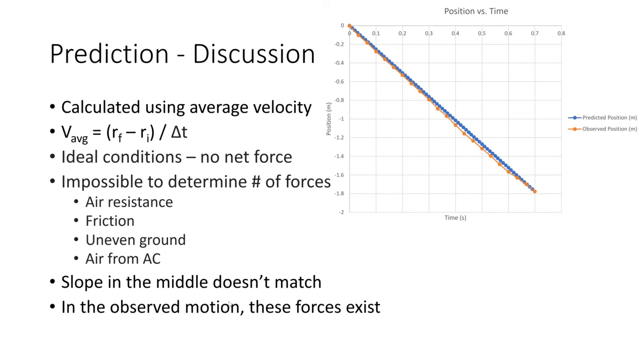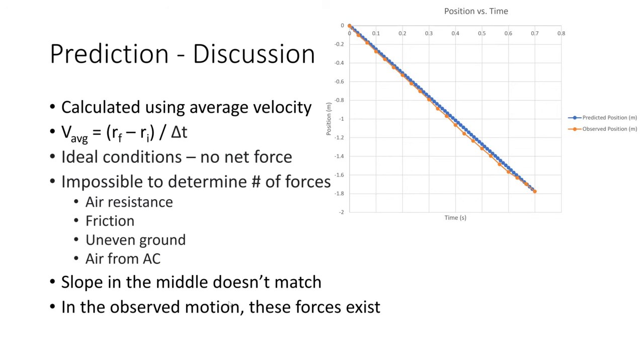Now this is how the ball would move under ideal conditions with no net force. And it's impossible to determine the exact number of forces acting on the ball to create this net force, if there is one, because there are so many possible forces that could be acting on it. For example, air resistance, friction, and uneven ground. There may have been bumps in the wood, and air from my air conditioner and heater.